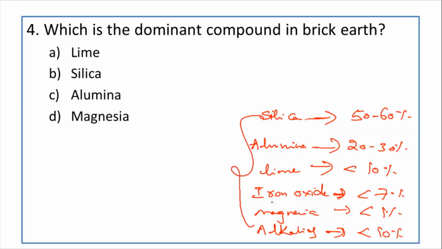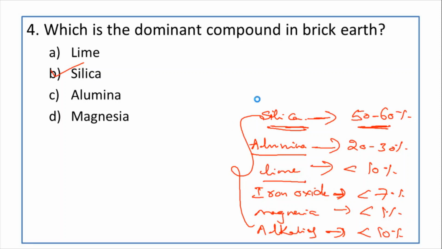So what should be the answer here? Silica should be the answer. Silica should be how much? 50 to 60%. So the dominant compound in the brick earth is silica, that is 50 to 60%. Next after silica, what is that? Alumina. Next after that, it is lime, like that it is.